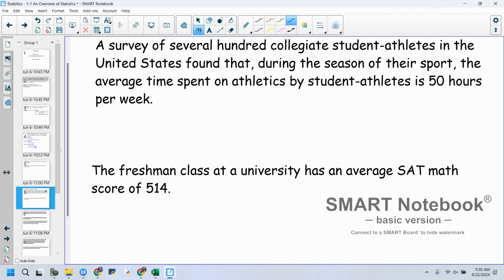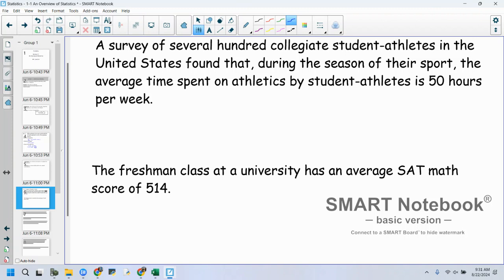Okay, so this was actually real. I got this from the book. A survey of several hundred collegiate student athletes in the U.S. found that during the season of their sport, the average time spent on athletics by student athletes is 50 hours per week. Is that a parameter or a statistic? Is that describing the population, or is that describing a sample that was taken of that population?